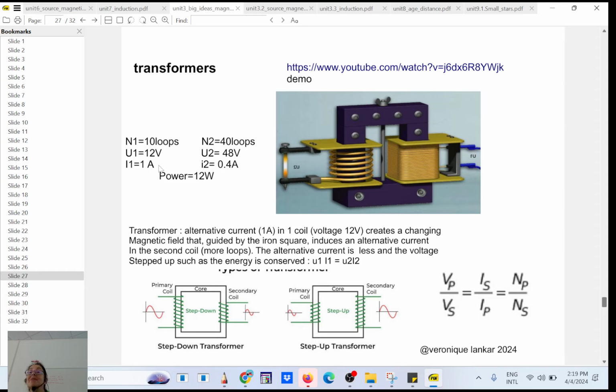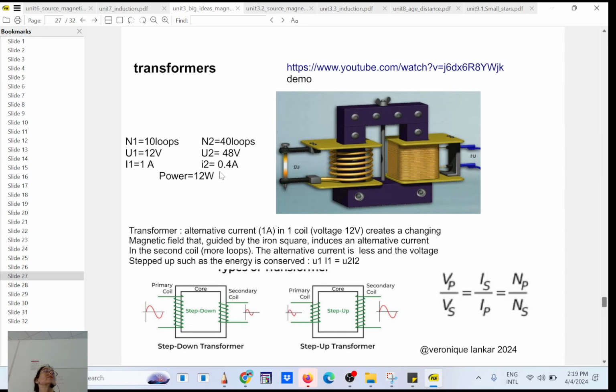So that means if the voltage goes up, the current has to go down, so you don't violate the conservation of energy. So if you have 1 amp in the primary coil, you're going to have 1 divided by 4. And 1 divided by 4 is not 0.4. That's a typo. Shame on me. 1 divided by 4 should be 0.25 amps. I have to fix that.